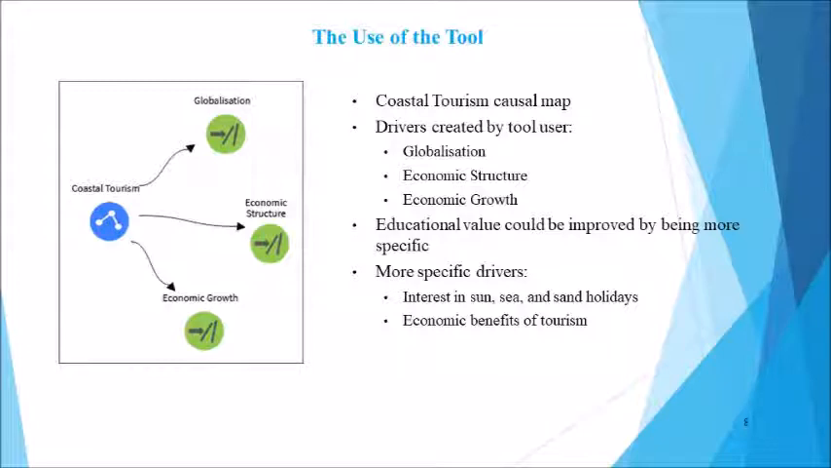These drivers represent a more general view of the coastal tourism causal map, and we feel that the educational value of this map could be improved by being more specific with the drivers we create. So examples of more specific drivers could be the driver interest in sun, sea and sand holidays, and maybe another driver economic benefits of tourism. And this would give a more specific view of coastal tourism rather than the more general view that was used by the responsible partners when they were using the tool.